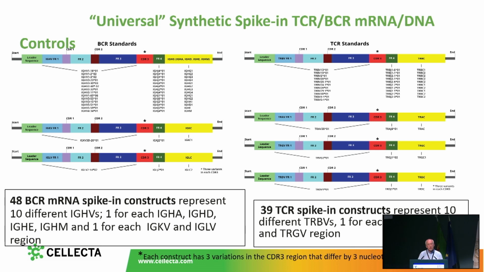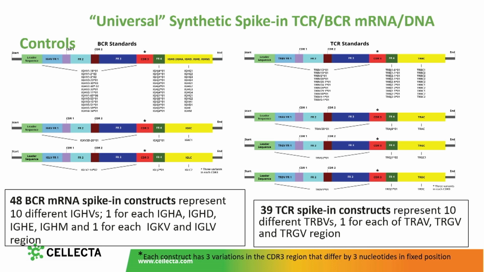In order to facilitate quality control analysis of all assays which are currently developed for adaptive immune receptor AIR-seq, we designed and made a panel of individual constructs, which can be RNA or DNA, which you can spike in any biological sample in order to run multiple quality control analyses. And we developed 48 RNA spiking controls for BCR and 39 spiking controls for TCR, which represent the most commonly highly expressed isoforms of T cell and B cell receptors.